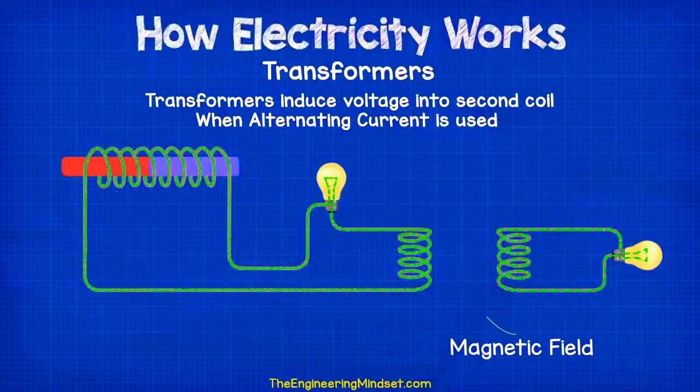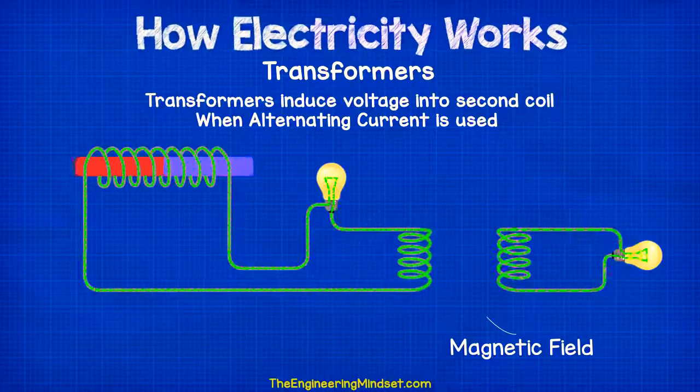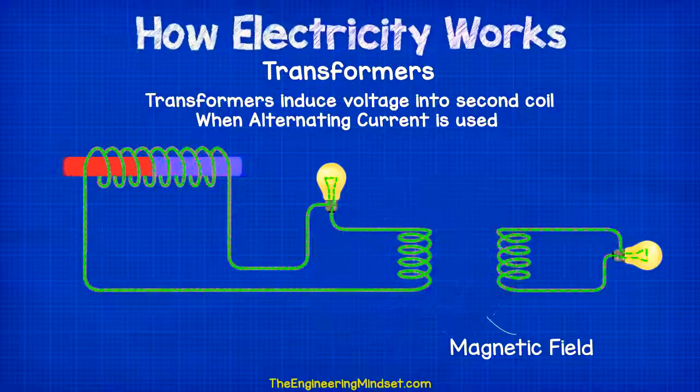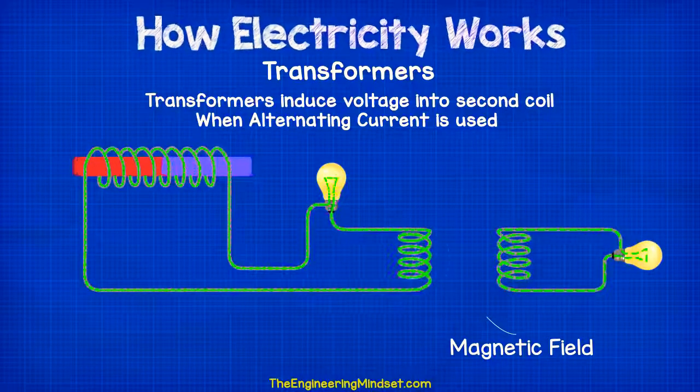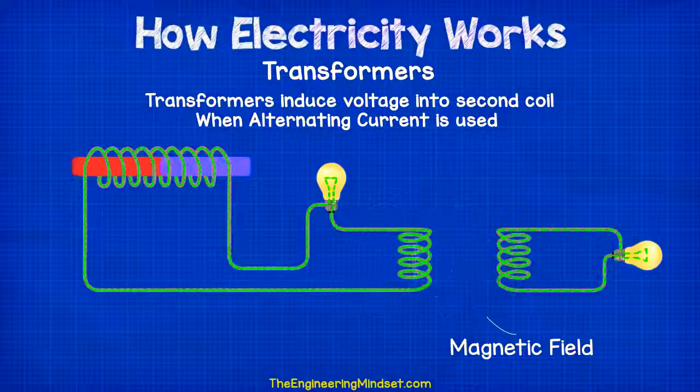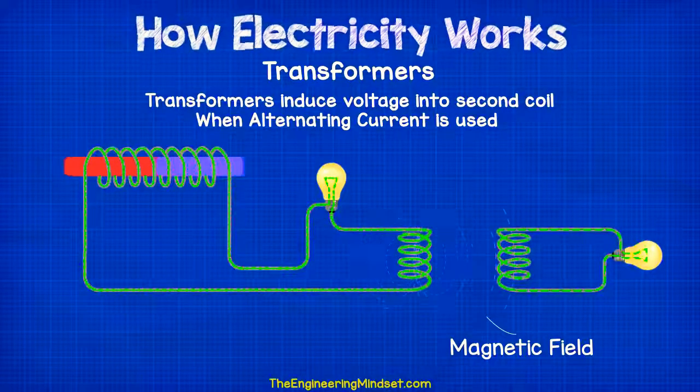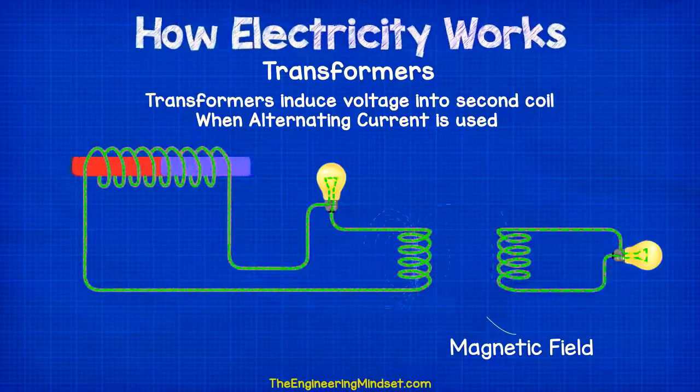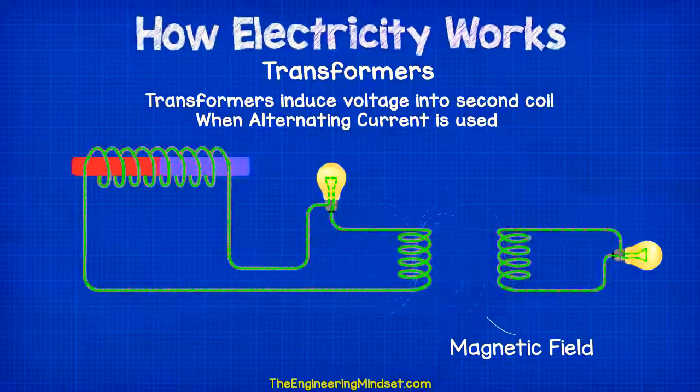Transformer. Now we can combine all of the aspects together that we've just covered, and when we do so we'll see that we can use one coil to generate electricity, and then we can place two other coils in very close proximity to each other but not touching, and this will create a transformer. The transformer will induce a voltage from the first or the primary coil over into the secondary coil, and this will force electrons to flow if the coil in the secondary side has a closed circuit.